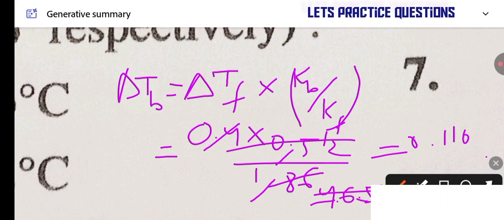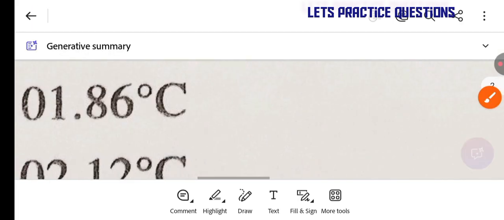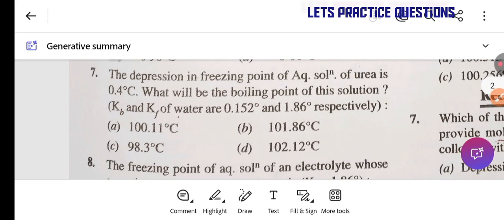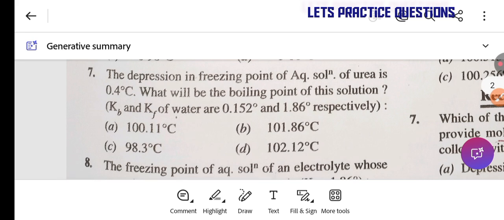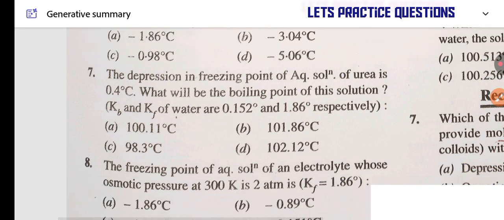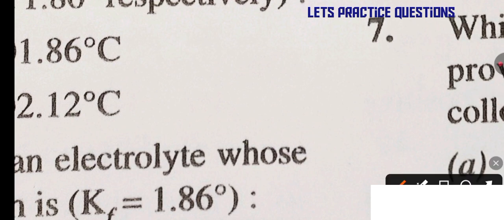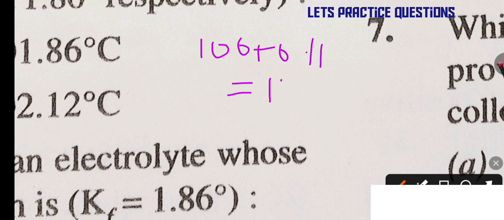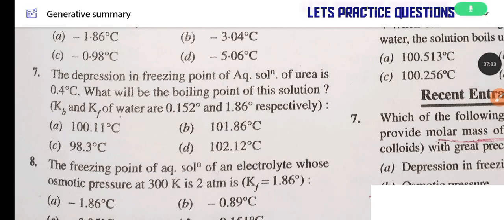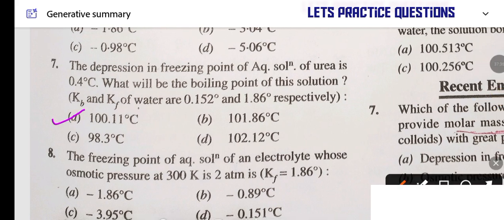We have to calculate the boiling point of the aqueous solution. Boiling point of the aqueous solution is 100 plus 0.11, equal to 100.11 degree Celsius. Here option 1 will be the correct answer.